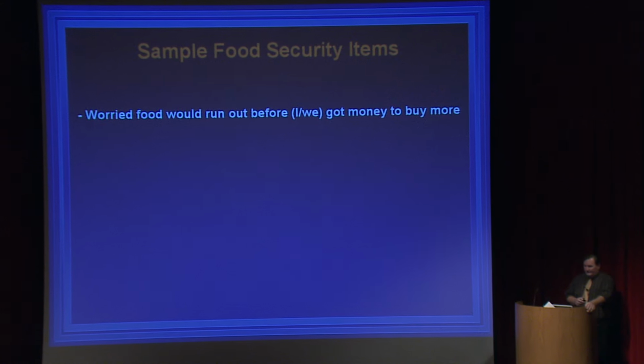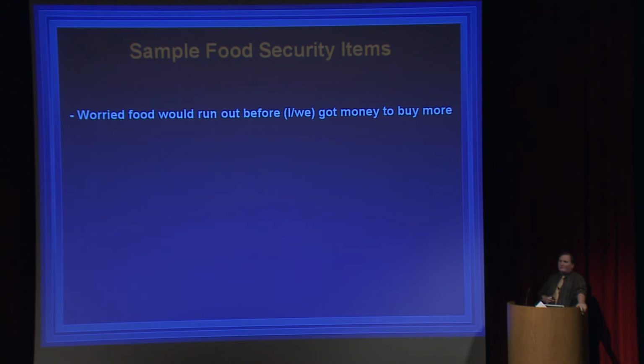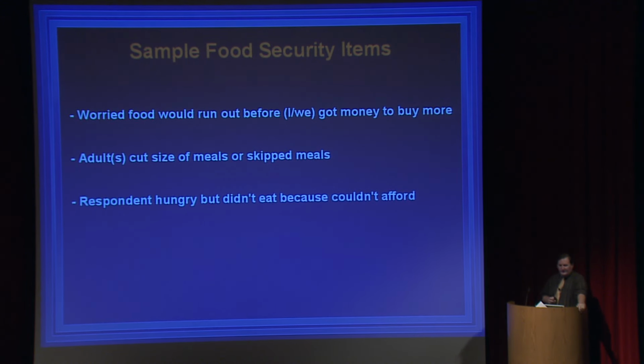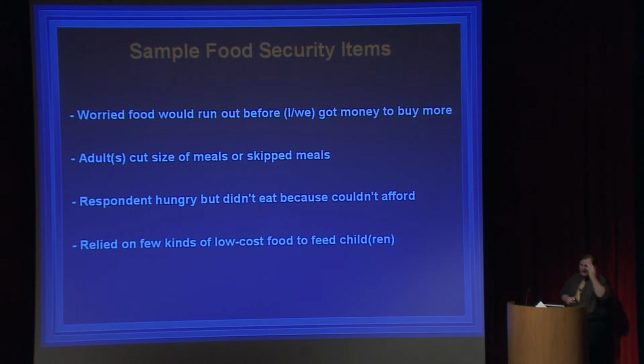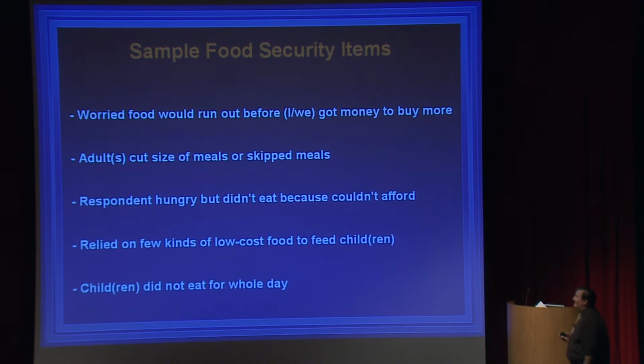So if people are worried that food runs out before they have enough money to buy more, that's an insecure relationship with food. Adults cut the size of meals or skip meals because they don't have enough food. People are hungry but don't eat because they can't afford it. They rely on a few kinds of low-cost food to feed children especially. Now we'll come back to this later in the class when we talk about economics and how the cost of food and the relative cost in our culture of healthier and unhealthier options drive people towards certain parts of the food supply and what that means for diets of the poor. And then the final example of this 18-item scale is children not eating for an entire day.